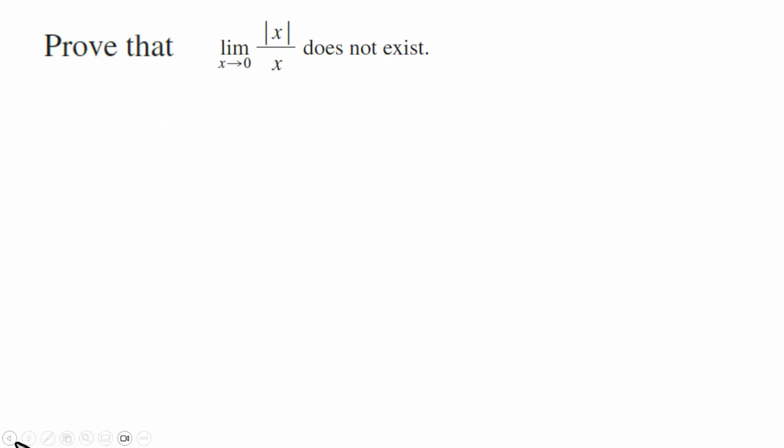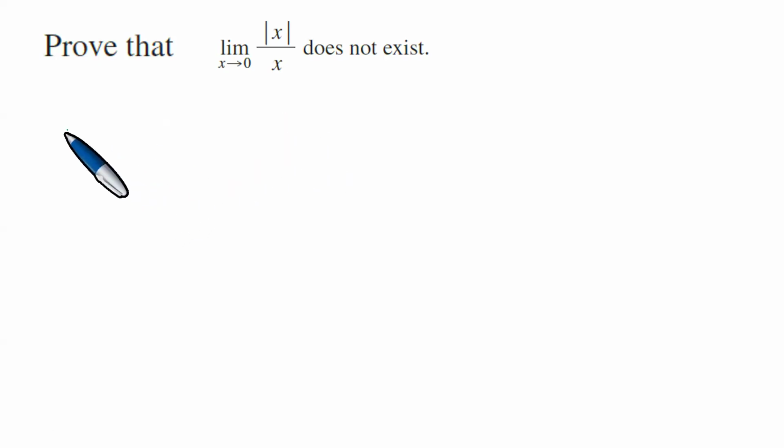Okay, I'm done. What answer did you get? I got -1 and 1. You got -1 and 1. Having got -1 and 1, what is your conclusion? Since the limit from the left and the limit from the right are not the same, the limit does not exist. Excellent stuff. Well done.